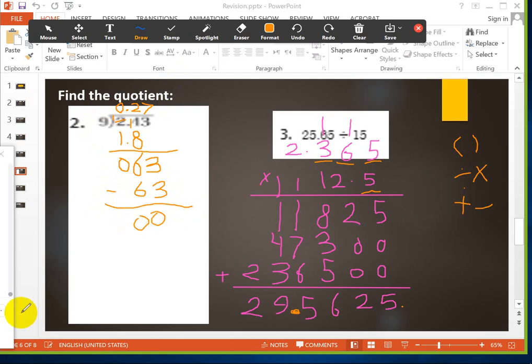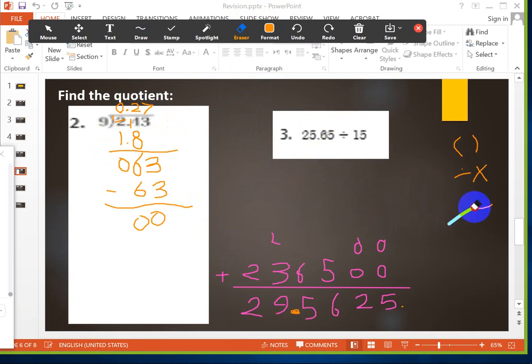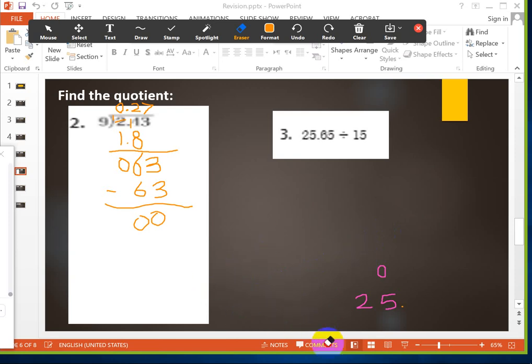Okay? Okay, girls? So the final answer is 0.27 hundredths. This is how I will find the final answer when I want to divide a decimal number on a whole number. Okay? Any question?